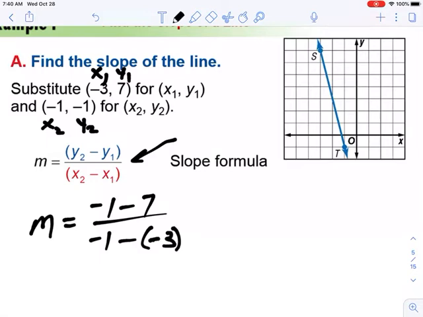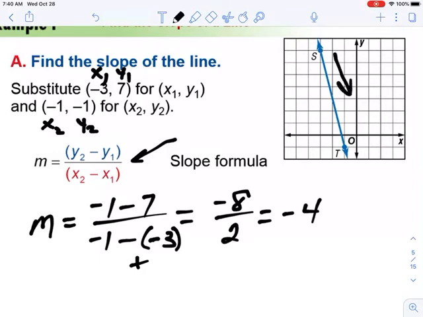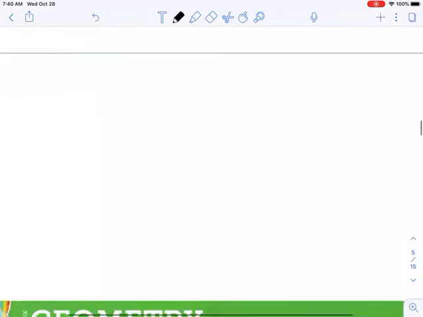Okay, slope is one of those where you really got to watch your negative signs. Negative 1 minus 7 is negative 8. Minus negative 1 means plus, so we're going to take negative 1 plus 3, which is 2. And since it does divide, you must divide it. The slope is negative 4. Looking at the graph, it is going down to the right, so that is definitely going to give us a negative. 4 is a fairly steep slope, so we have a fairly steep line. So the answer seems to make some sense.